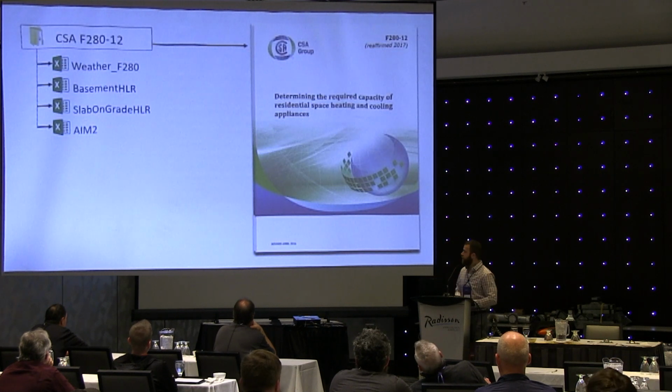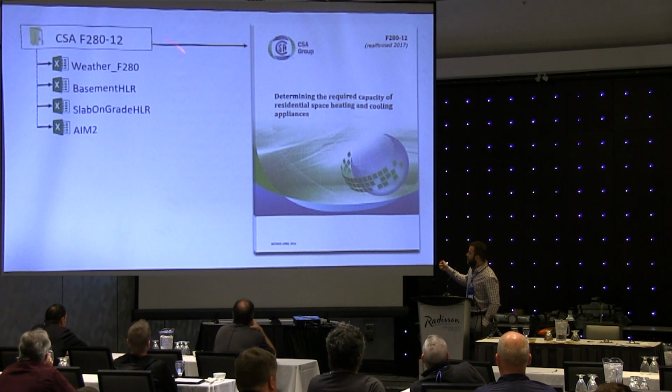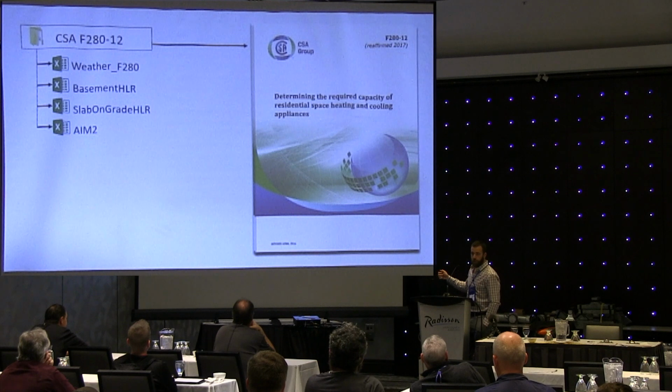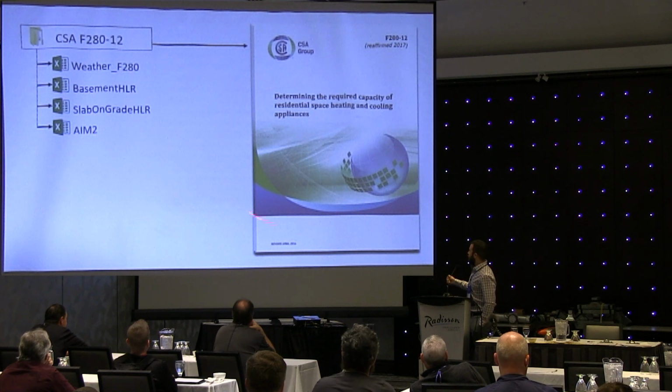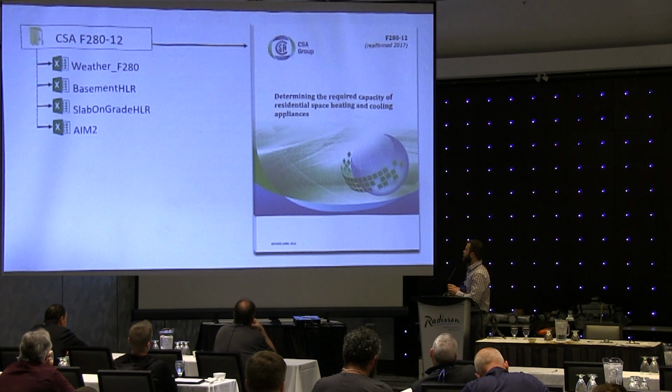So if I go to the CSA website and I buy the CSA F280-12 online, I think it's like $244. This is what I get. It's an 84-page PDF with a whole bunch of formula and data and tables, and kind of like a textbook almost. And then you get these tools as well.